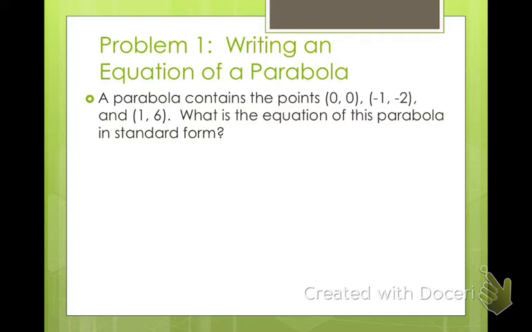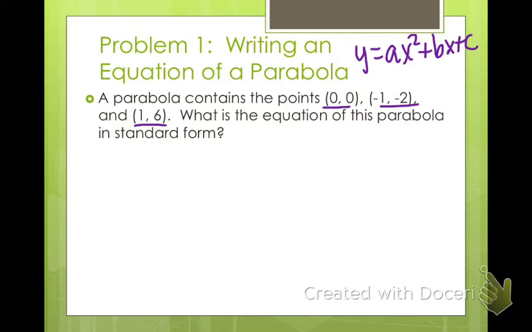So what we're going to do with these is use each one of these points to plug into our standard form. Remember what standard form is? y equals ax squared plus bx plus c. And we're going to do each one individually: (0, 0), (-1, -2), and then (1, 6). We're going to form a system of equations and solve using substitution or elimination. Hopefully you remember how to do that from last week.